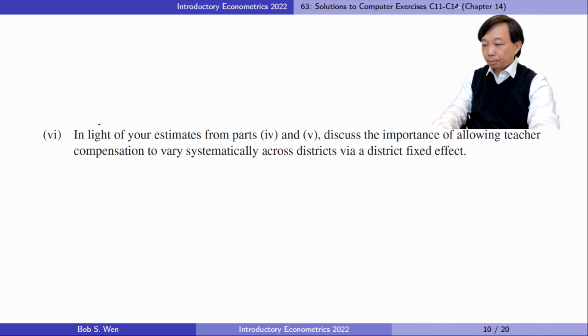In Part 6, in light of your estimates from Parts 4 and 5, discuss the importance of allowing teacher compensation to vary systematically across districts via district fixed effects.